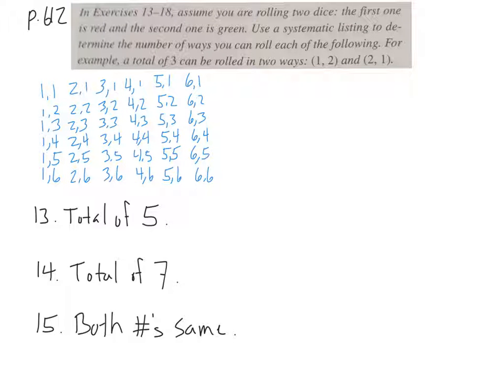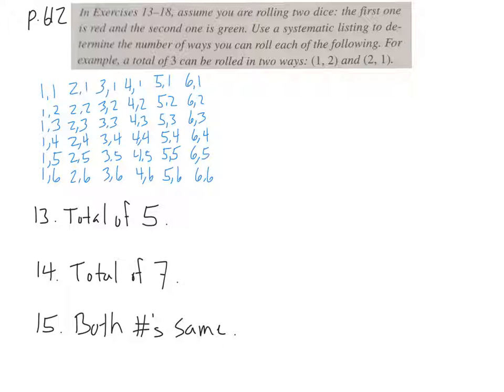Okay, similar problem here on page 612. This one in the italics, it says, assume you're rolling 2 dice. First one's red, second one's green. That doesn't really matter. They just want you to make sure that you know that you have a first die and a second die, 2 separate dice. Use a systematic listing to determine the number of ways you can roll each of the following. For example, a total of 3 can be rolled in 2 ways, 1, 2, and 2, 1.